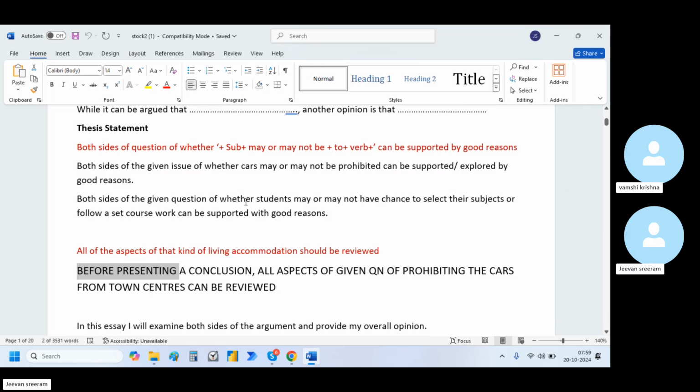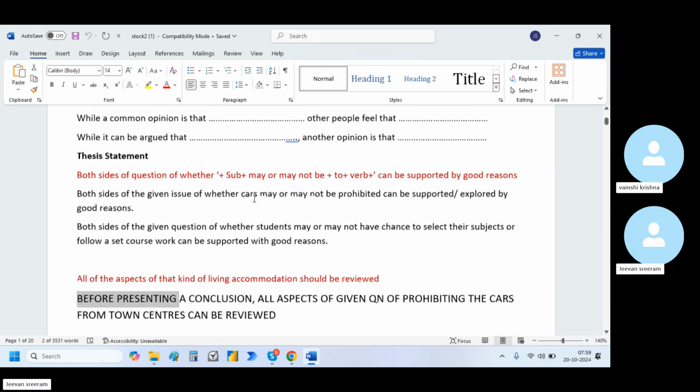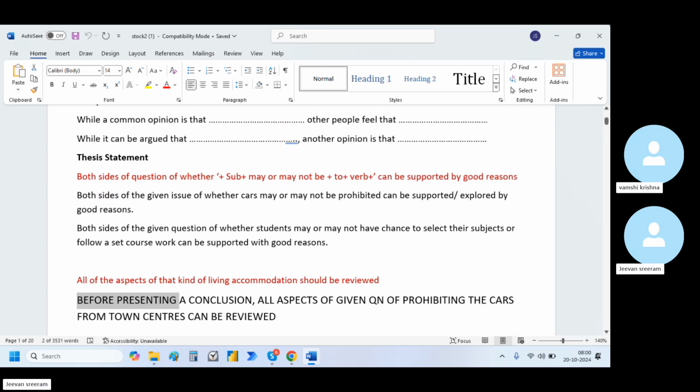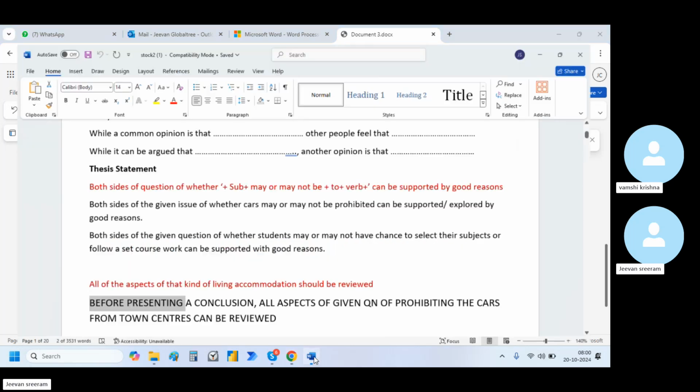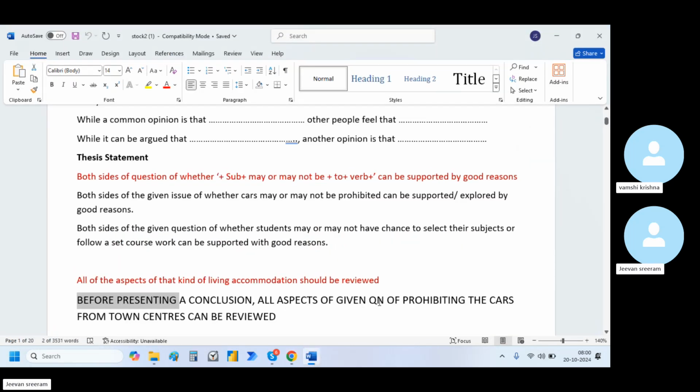So it is better to memorize these phrases. In your real examination, you can join your ideas with the stock phrases, making the response a good one. So simply, let me take this one, before presenting a conclusion.